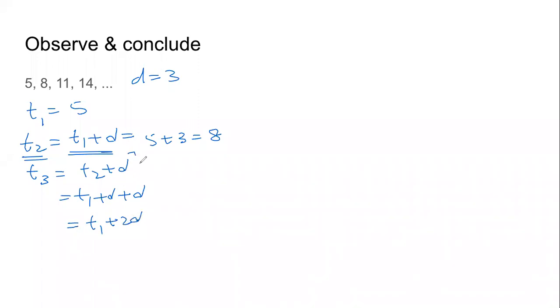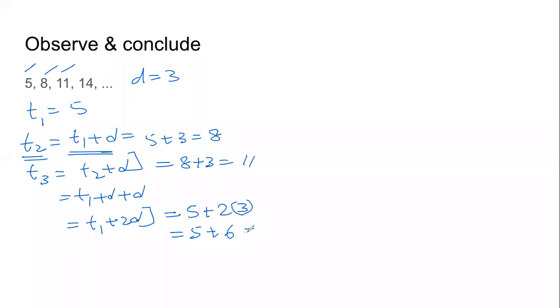So yesterday we saw this first one, T2 plus D. What is T2 plus D? It is 8 plus 3, 11. See, 5, 8, 11. But there is another way we can find this. How? We will take T1, 5. Then we will take 2 into 3. So 5 plus 2 into 3, which is 6. So it is 11.